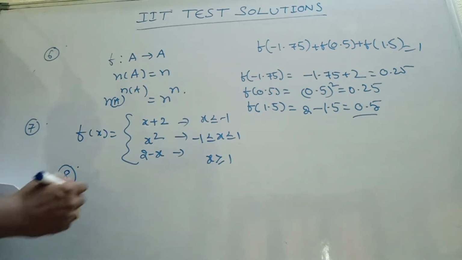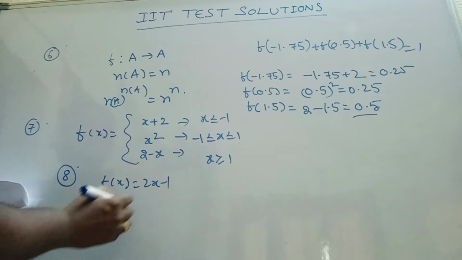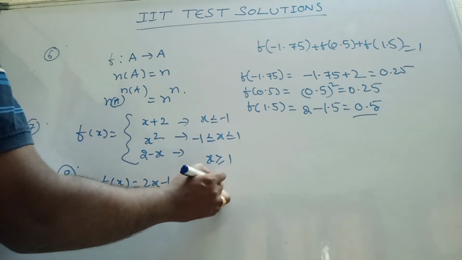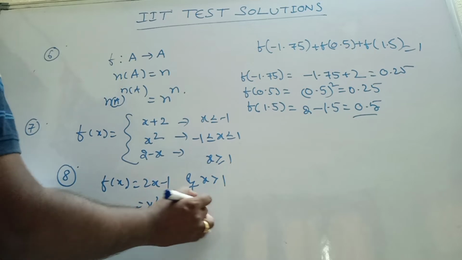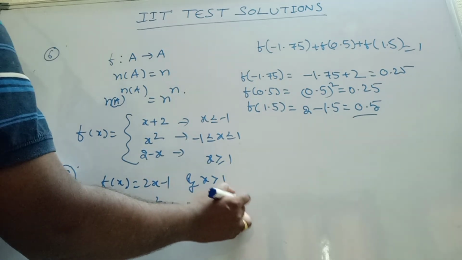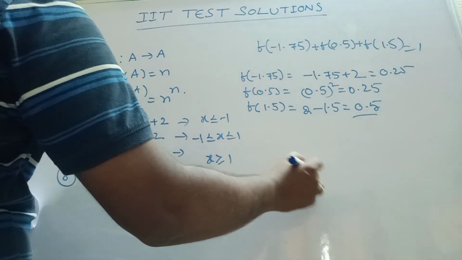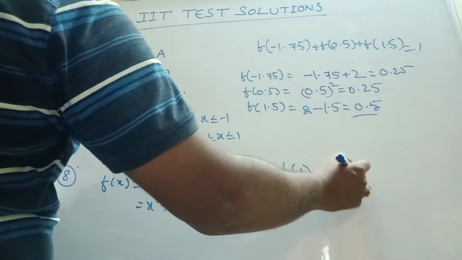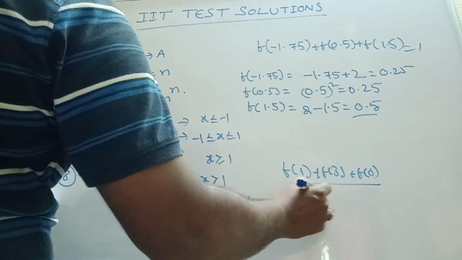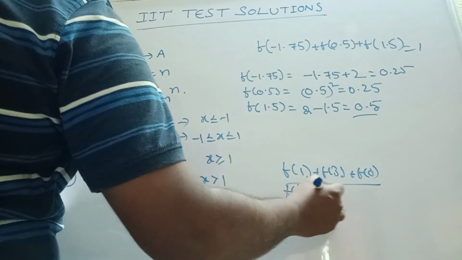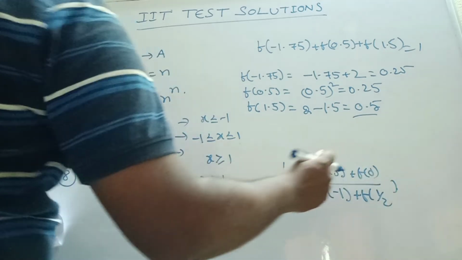They have given that f of x is equal to 2x minus 1 if x is greater than 1, and this is equal to x square plus 1 if minus 1 is lesser than or equal to x lesser than or equal to 1. In the same way, they are asking f of 1 plus f of 3 plus f of 0 by f of 2 plus f of minus 1, plus f of 1 by 2. Just find this value.